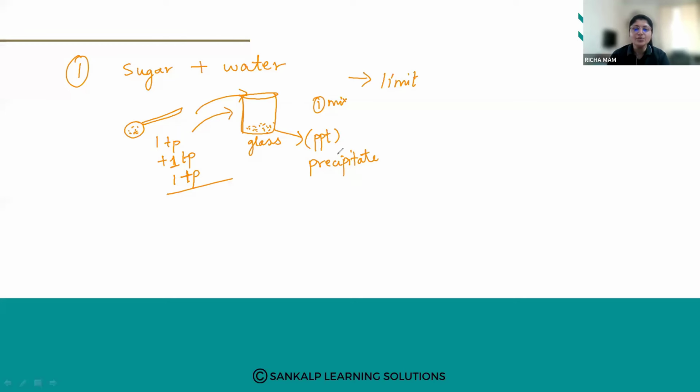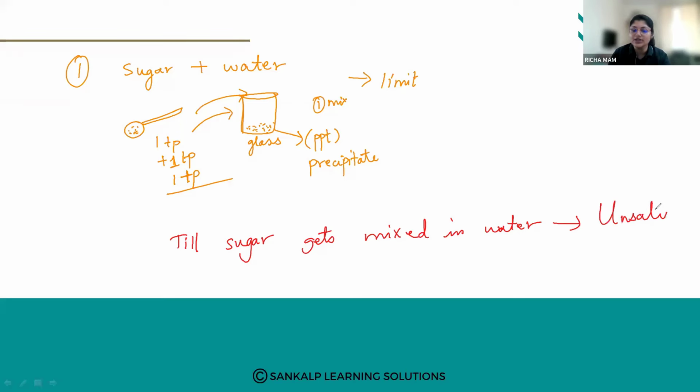So till the sugar gets deposited, so till when the sugar was getting mixed, I'll write here. Till sugar gets mixed in water, this is called an unsaturated solution. What is it called? Unsaturated. It is called an unsaturated solution.